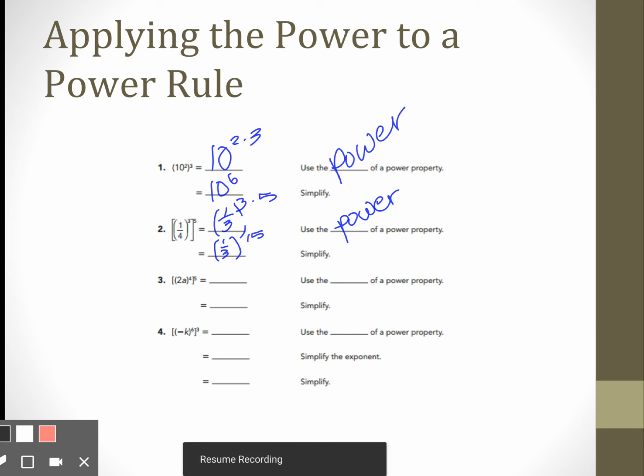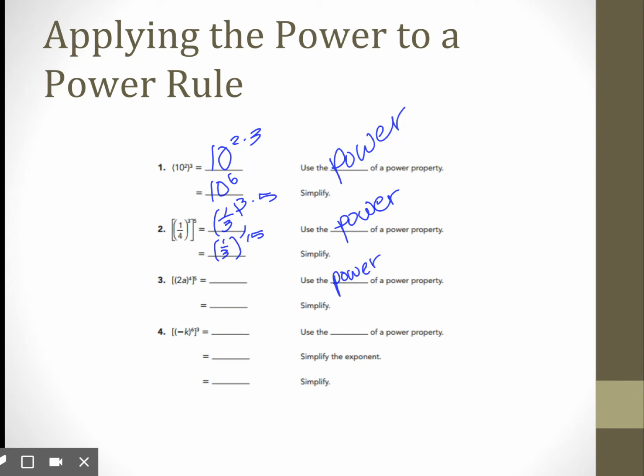For 2a to the 4th power, raised again to the 5th power, here in example 3, I will use the power of a power property, of course. I'm keeping 2a in parentheses because the entire expression is being raised to the 4th and the 5th power. So I multiply those two exponents, and 4 times 5 is 20. So simplified, I get 2a to the 20th power.